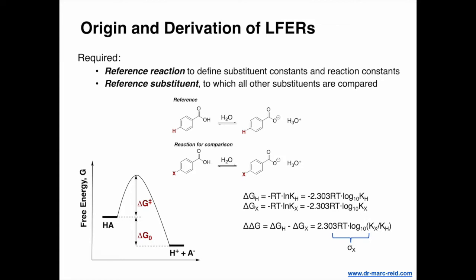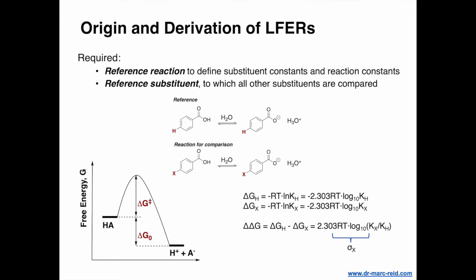First, the requirements. We need a reference reaction to define substituent constants and reaction constants. What is a useful reaction to use to define the behaviours of the molecules you care about? We also need a reference substituent. This is essentially the process of using a benchmark molecule or substrate against which all other substituent effects are measured. Think of this as setting the baseline or zero position.